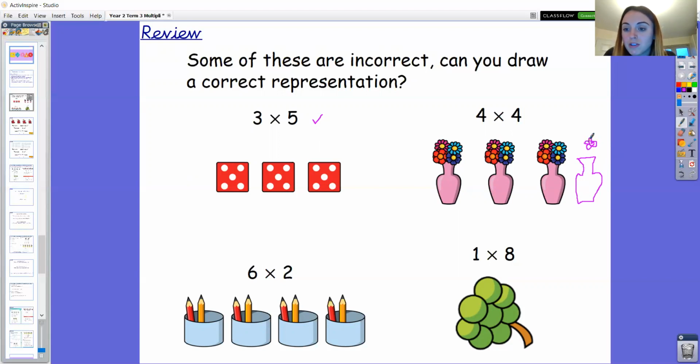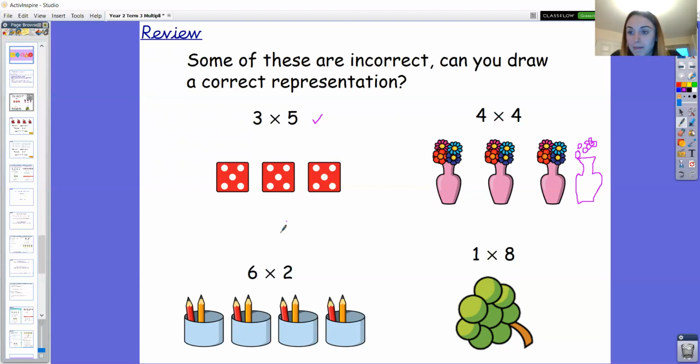Oh, I might just have to draw them quickly. I'm going to draw them as circles. Not very easy on the mouse pad on the laptop. So 1, 2, 3, 4 flowers. So now we have 4 lots of 4. Brilliant. Okay, thanks for your help, Year 2.